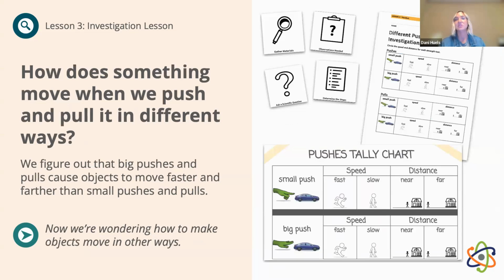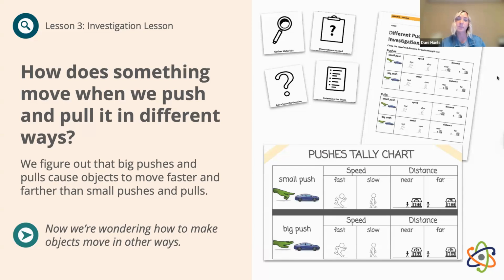In lesson 3, students use toy cars to investigate how pushes and pulls of different strengths affect motion. They use the planning and carrying out investigation cards to plan and conduct the investigation. Then the class gathers and analyzes data to figure out how the strength of a push or pull changes how fast and how far an object moves.